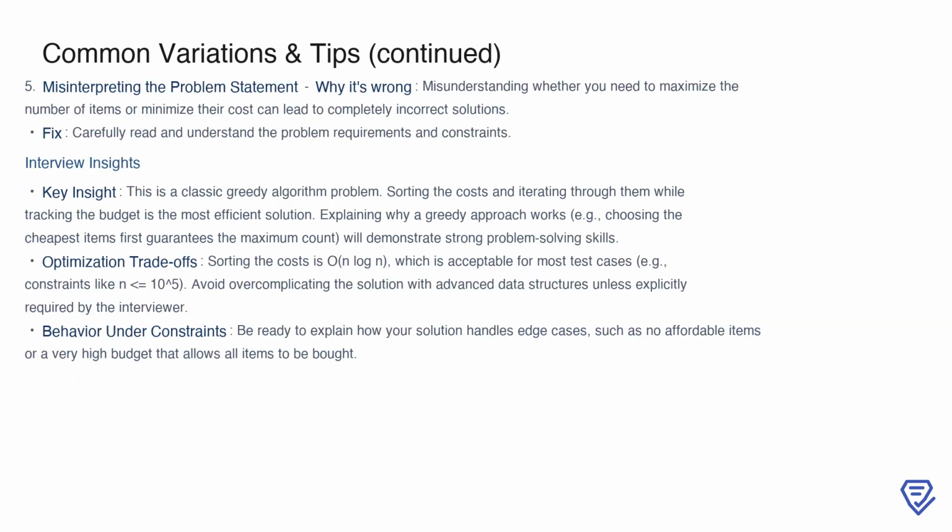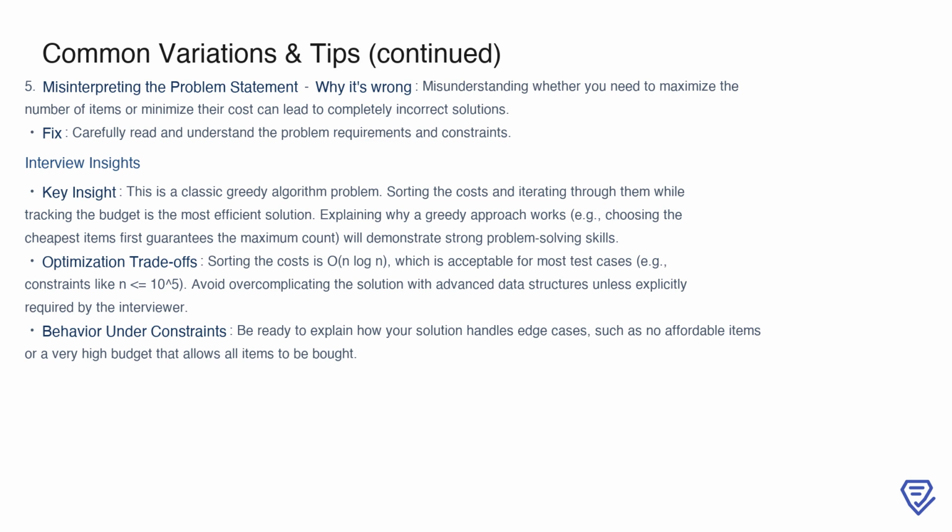Another issue to watch out for is misinterpreting the problem statement. If you misunderstand whether the goal is to maximize the number of items or minimize their cost, your solution might be completely off track. Carefully reading and understanding the problem's requirements and constraints is essential to avoid this pitfall.